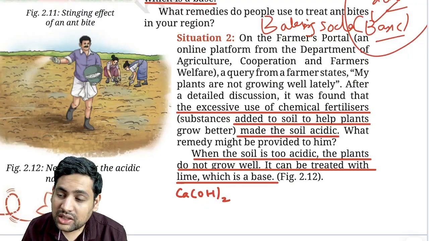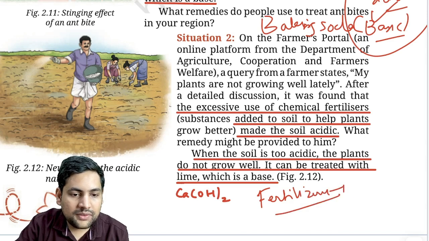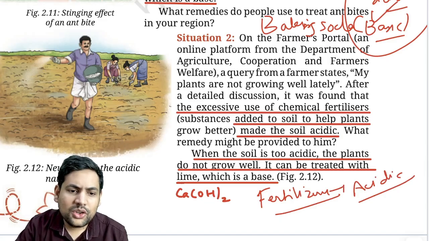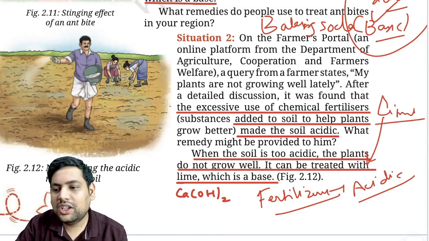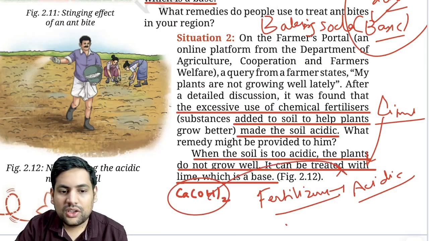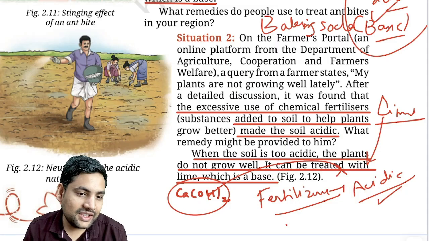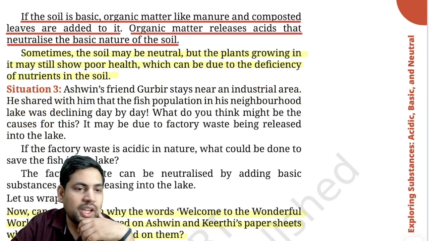Then it similarly talks about the soil also. So if you use excessive fertilizers, over time what will happen? Over time your soil will turn acidic, correct? Now how do you treat this? You can add lime water, or in chemistry we usually just call it lime. This is Ca(OH)2. This is basic in nature, correct? And this will neutralize the acid. The soil will become good and fine again. So acidic, you understood.